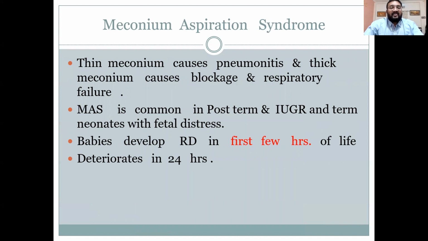Now, what is meconium aspiration syndrome? The first stool passed by the baby is known as meconium. Thin meconium can cause pneumonitis, and thick meconium can cause blockage of respiratory tract and ultimately may lead to respiratory failure. MAS is commonly seen in postterm baby and IUGR baby and term neonates who have fetal distress during intrauterine life. Babies develop respiratory distress in first few hours of life, and the worsening of the clinical condition is seen in the next 24 hours of birth.